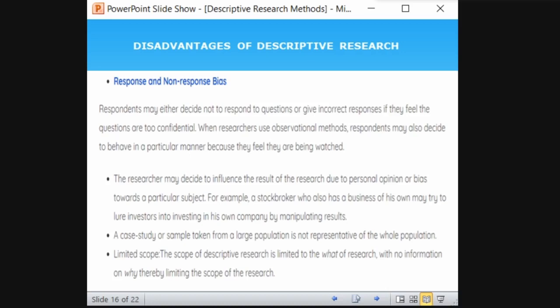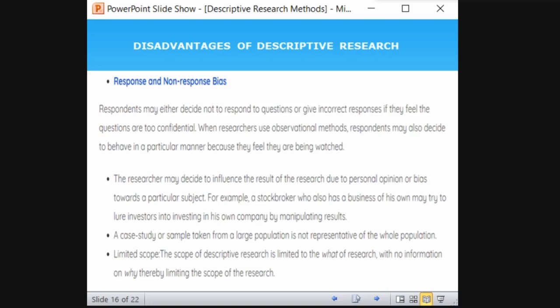A case study or a sample taken from a large population is not representative of the whole population. Just because you are taking a large population doesn't mean that it is the whole population, right? Let's say in Central University of Punjab, there are different departments. There are 20 departments, for example, but you are taking from 13 departments. That doesn't mean you are representing the whole population. The population is large, 13 is large out of 20, but it is not whole.